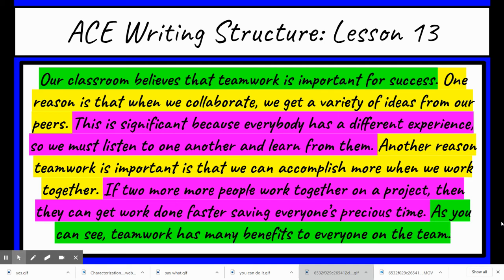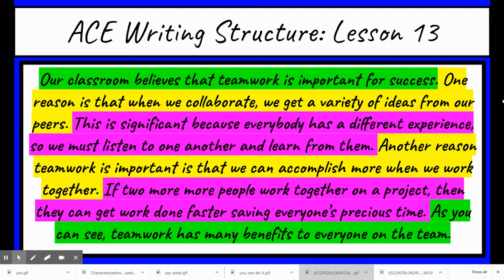Taking a look at this ACE paragraph, it is 6 sentences. You can clearly see with the use of color that I have started out with my A, or my topic sentence, and I have concluded with a concluding sentence. If you look at these green sentences, you'll also notice that they're not exactly the same words. They are a little bit different.